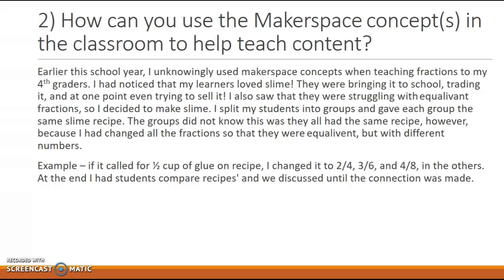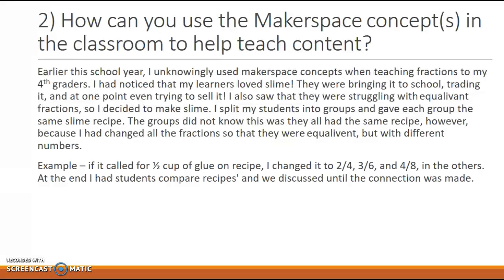So for an example, if it was supposed to have a half a cup of glue, one recipe called for a half a cup, the other 2/4, the other 3/6 of a cup, and 4/8. And so at the end of that activity, after everyone had their slime done, they all realized that they had the same amount. And so I kind of went on to explain that some fractions are equal to each other.